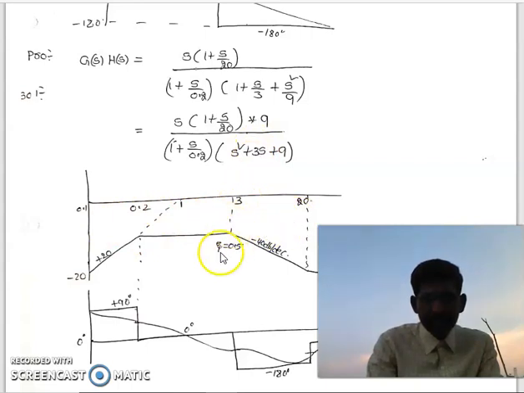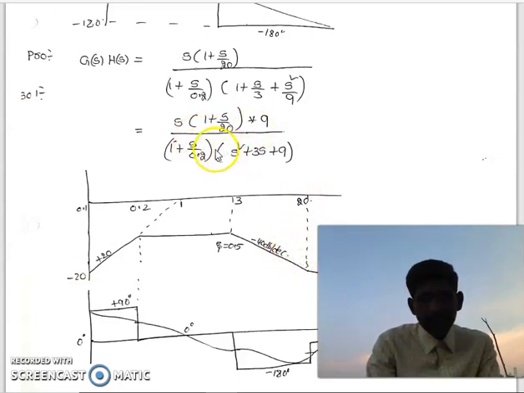Corner frequency is 3. What is the zeta value? Zeta is 0.5. Initially it is 0. Now here we are having two complex poles, so the slope should be minus 40 dB per decade.